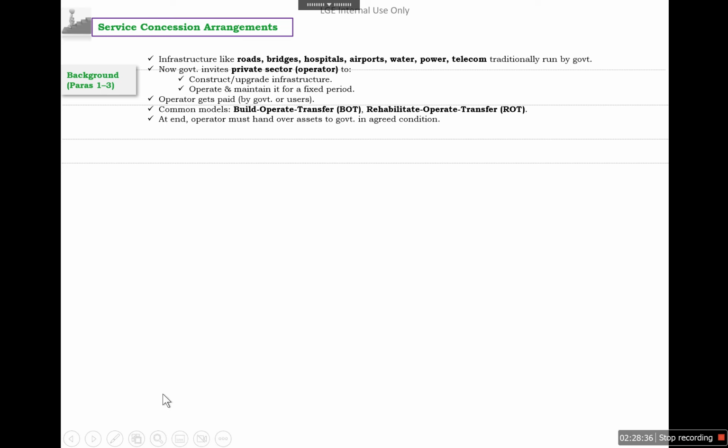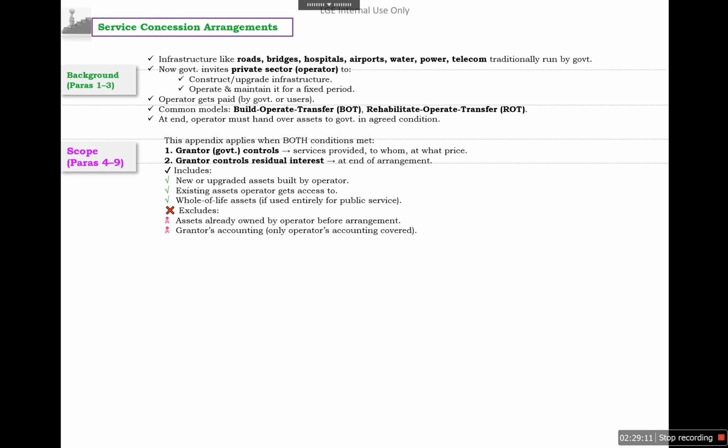There are also service concession agreements, like infrastructure: roads, bridges, hospitals, airports, water, power, telecom. Those are traditionally run by the government, but now the government invites the private sector to construct and upgrade this infrastructure. The common models are build and operate, where the private sector builds and also operates, and rehabilitate, operate and transfer. At the end, the operator must hand over assets to the government in agreed condition. Only then will service concession arrangements be applicable.